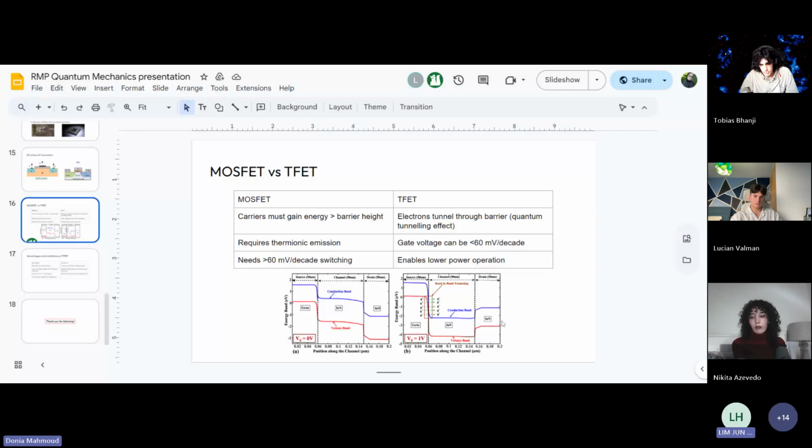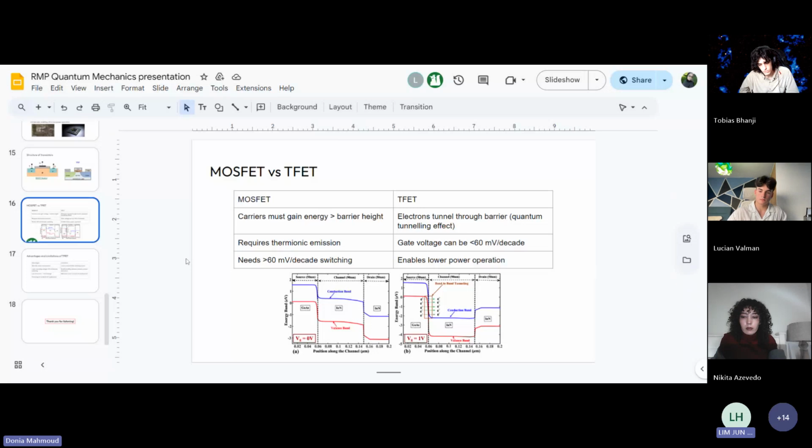On the other hand, the TFET uses the quantum tunneling concept. When a positive gate voltage is applied on the TFET, it bends the energy band in such a way that the electrons can tunnel directly from the valence band of the p-type source to the conduction band of the channel, as you can see from the diagram below.